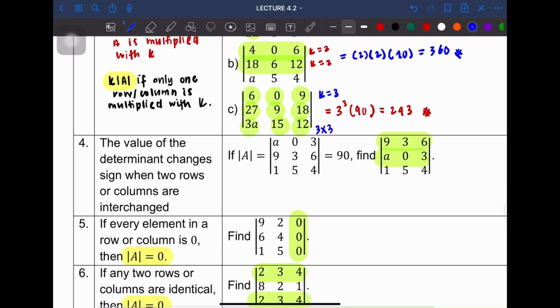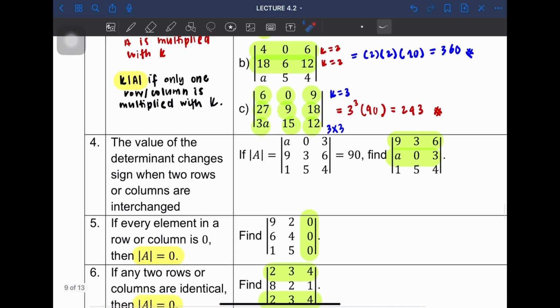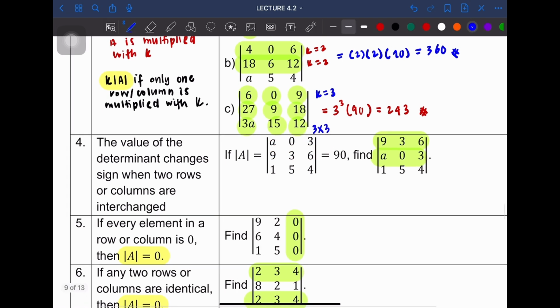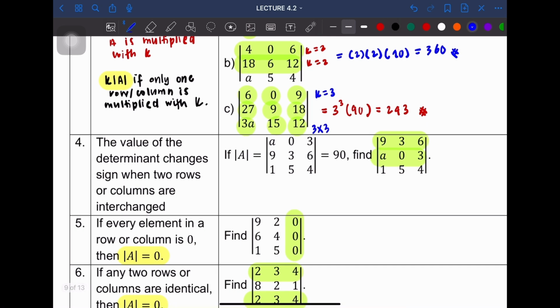So the next property is number 4. The value of the determinant changes sign if two rows or columns are interchanged. For example, we have matrix A, and the determinant is 90. Notice that over here they want us to find the determinant of this new matrix, and they only interchanged the rows. They changed row 1 and row 2. They changed the place. So based on the properties, your determinant is going to become negative 90 because you just need to change the sign.